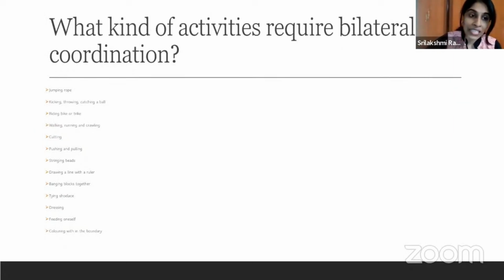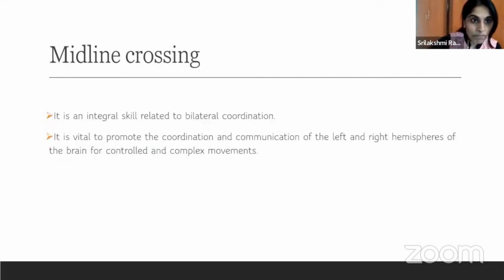Jumping a rope, kicking, throwing, catching a ball, riding a bike or trike, walking, running, crawling, cutting, pushing and pulling, stringing beads, drawing a line with a ruler, banging blocks together, trying to tie a shoelace, dressing, feeding oneself, coloring within the boundary. Coloring within the boundary is something preschoolers do when starting their schooling.